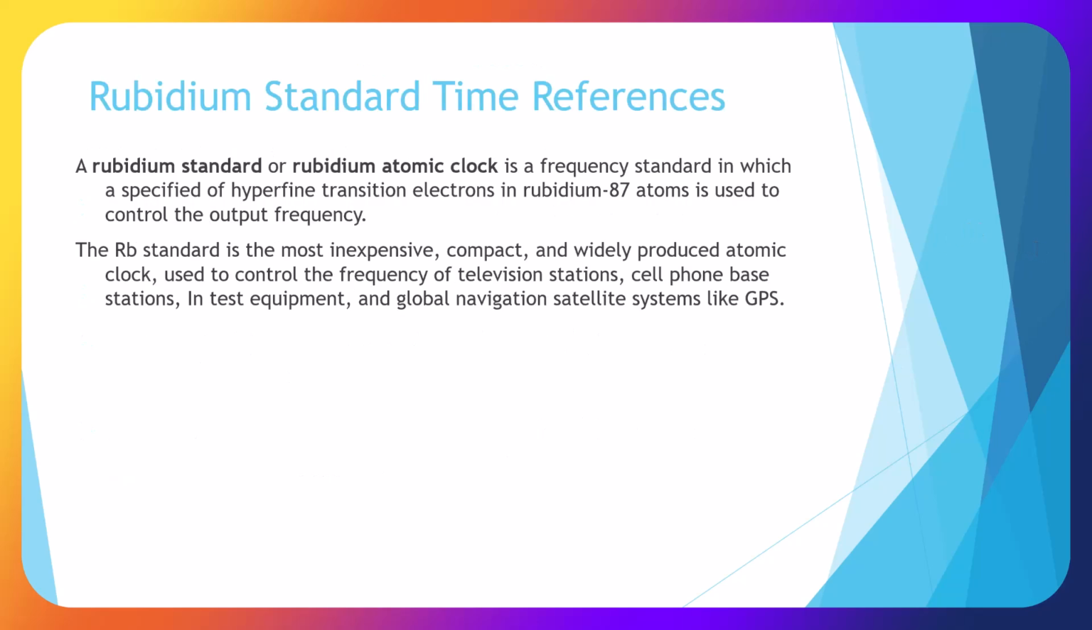The next is a rubidium standard time reference, and this is an atomic clock. It's a frequency standard specified to hyperfine transition electrons in rubidium-87 atoms used to control the output frequency. So this is used as an inexpensive, compact, and widely produced atomic clock used to control the frequency of television stations, cell phone base stations, and in test equipment and global navigation satellites like GPS.